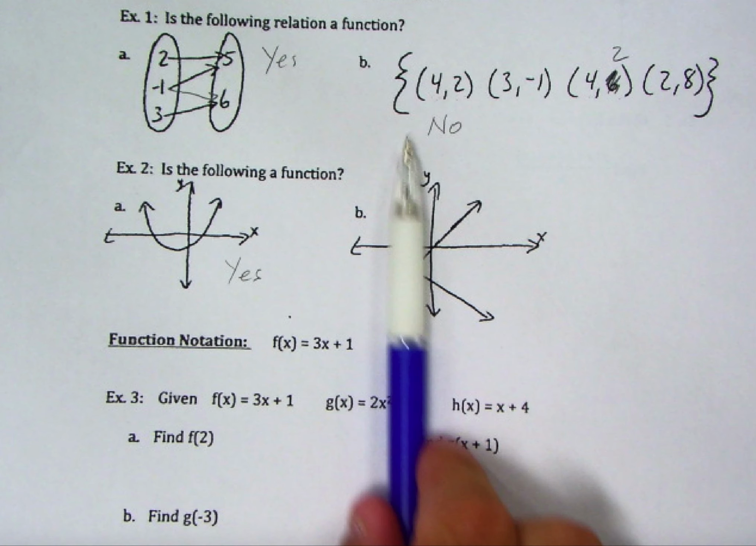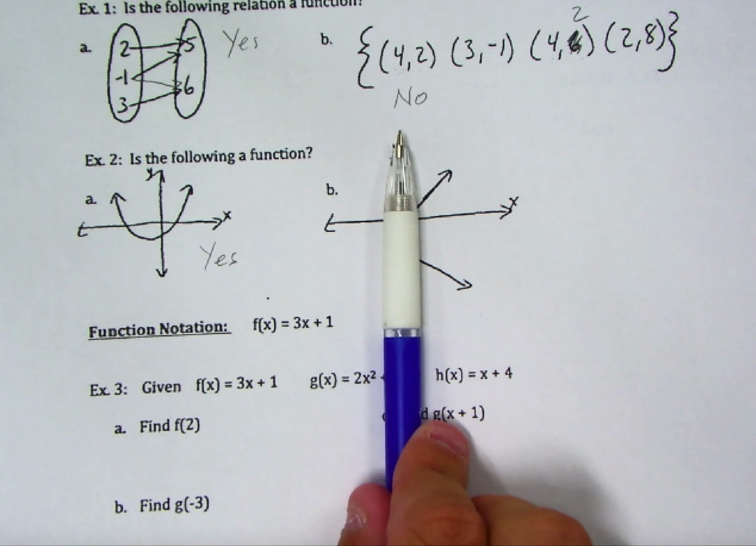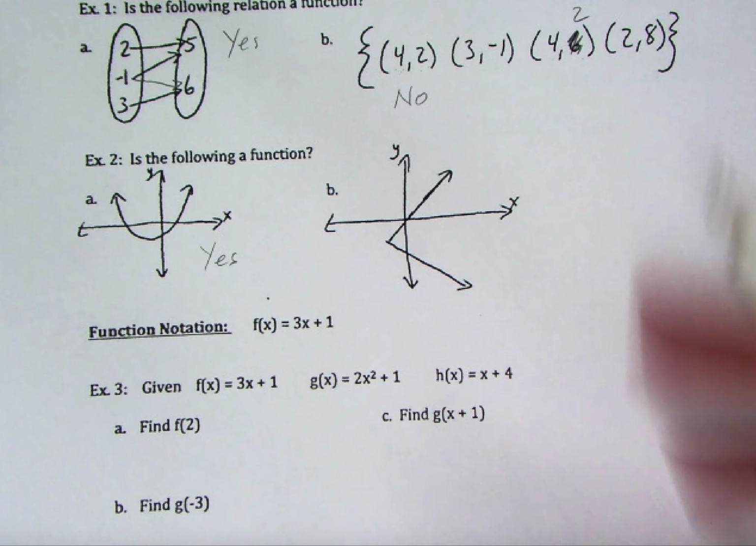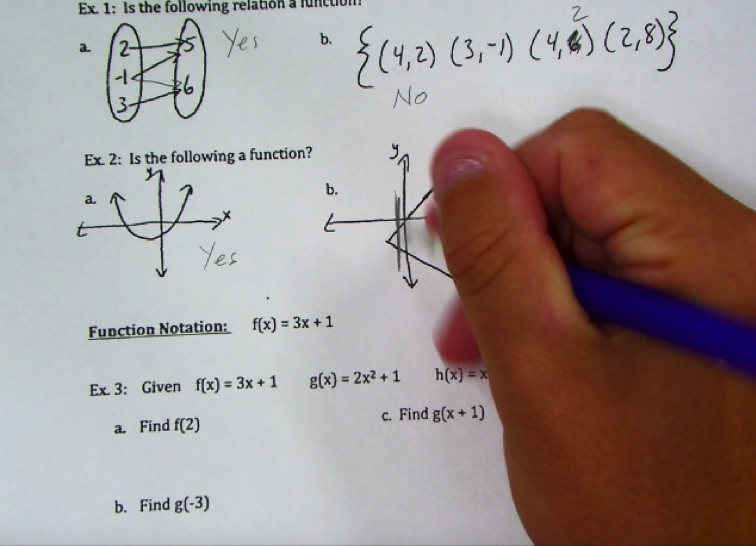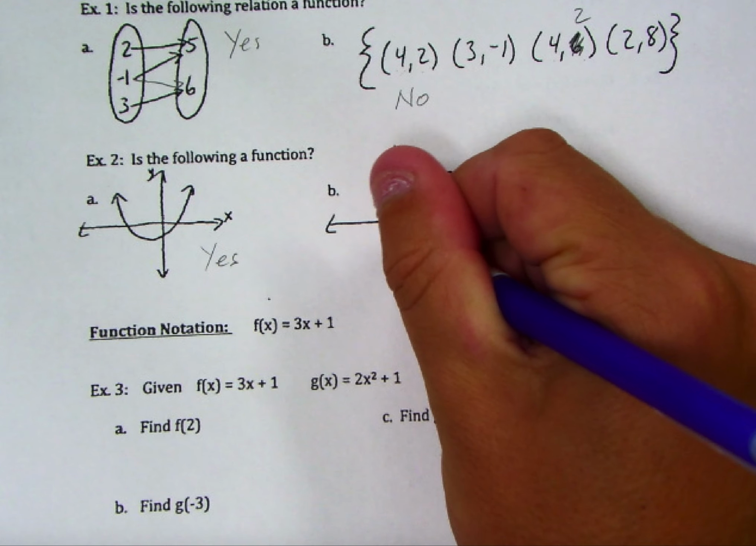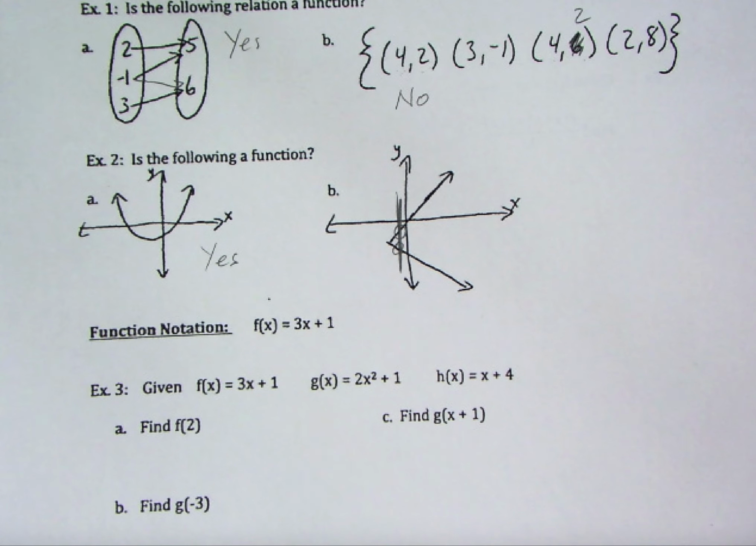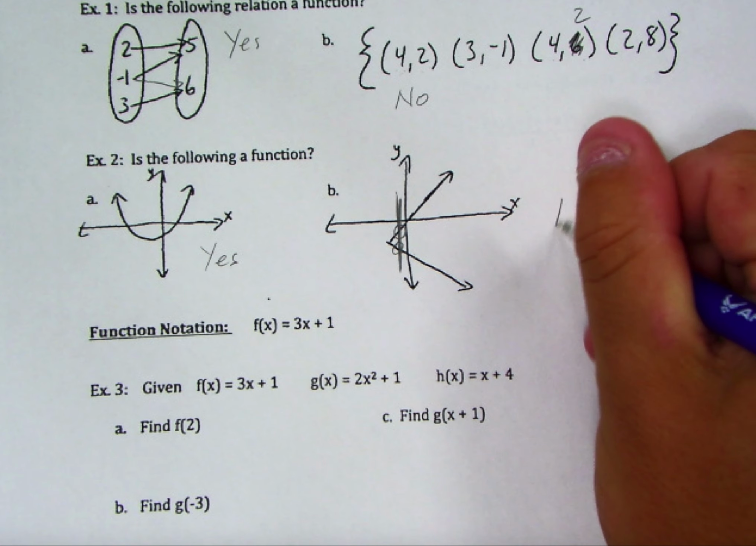This here, if I go and do my scanning, it fails because there's a line right here. There's a bunch of them, but there's one vertical line right here that hits your graph at 2 different places. So it fails the vertical line test. So no, it's not a function.